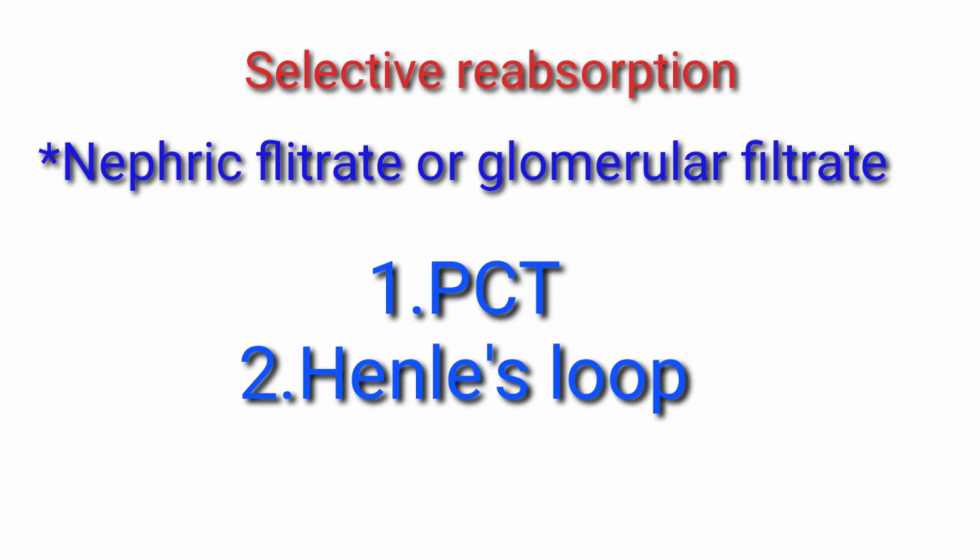Your selective reabsorption takes place in two parts of your renal tubule. One, proximal convoluted tubule, also referred to as PCT. Here the maximum amount of reabsorption takes place. Approximately all the glucose, all the amino acids and some of the organic salts are reabsorbed from the nephric filtrate to the blood capillaries or back to the blood in this particular renal tubule, that is PCT.